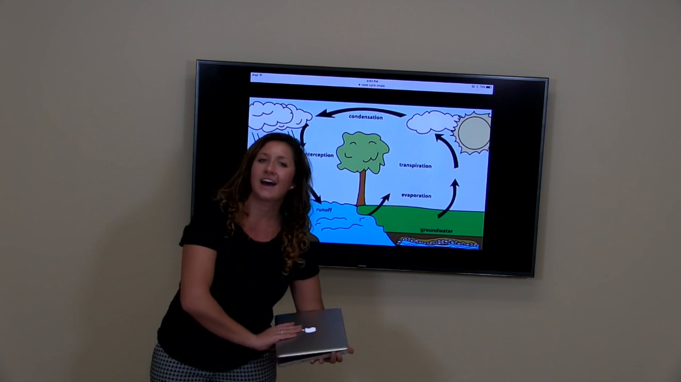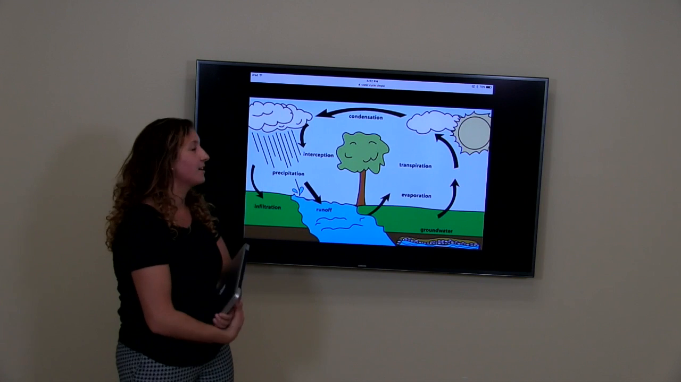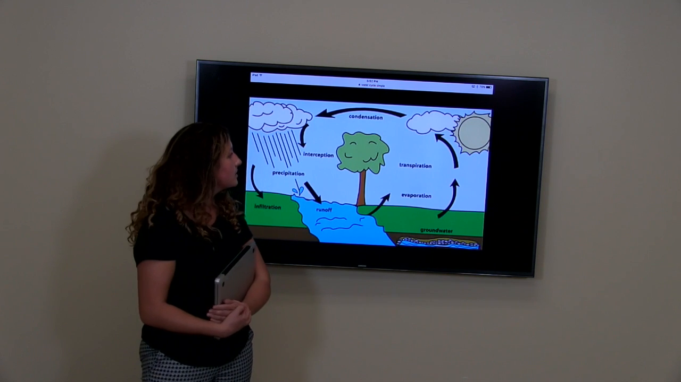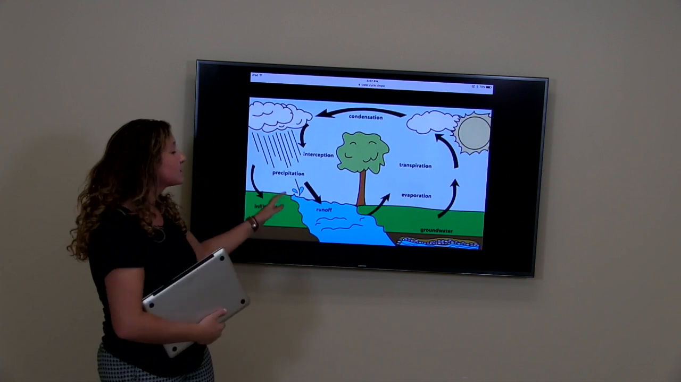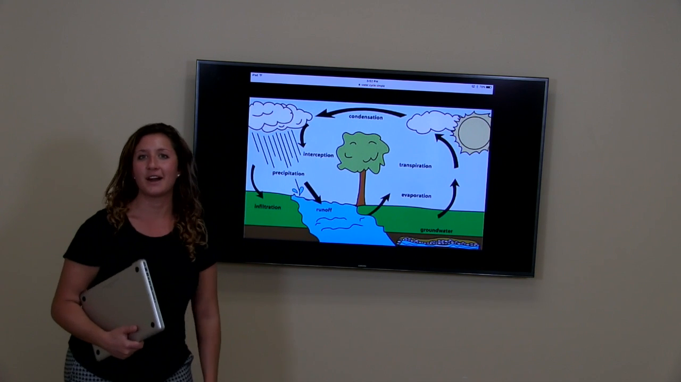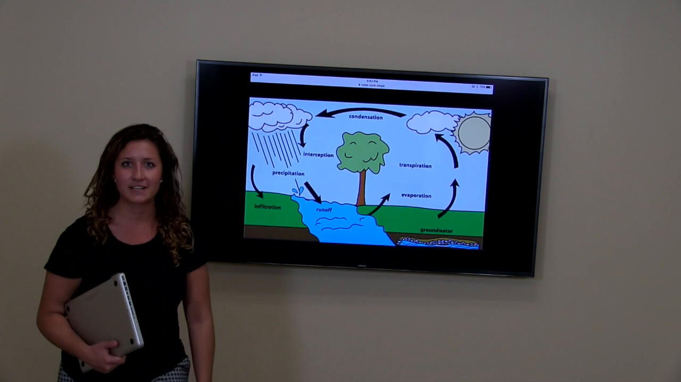So if it weren't for the water cycle, the world would not be flourishing in the way it does. And thanks to the water cycle, it never ends, so we never have to worry about not surviving because we don't have water.